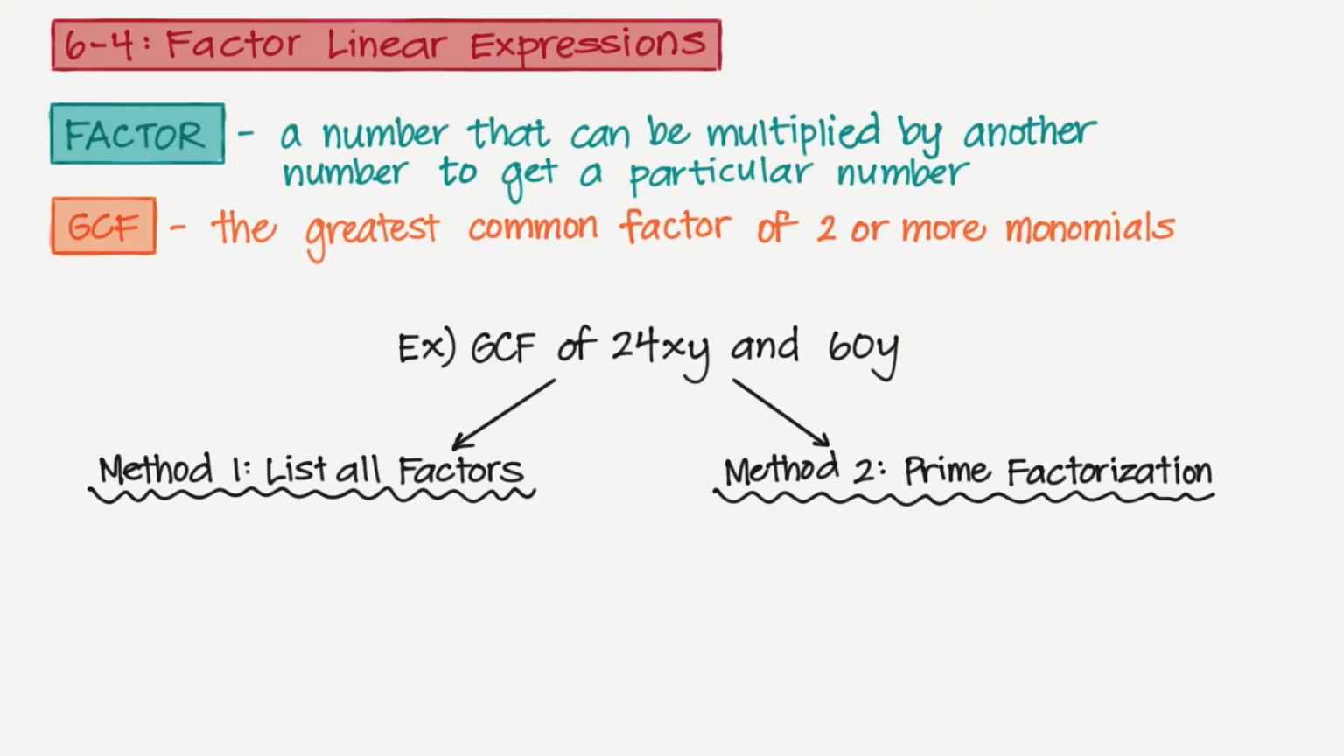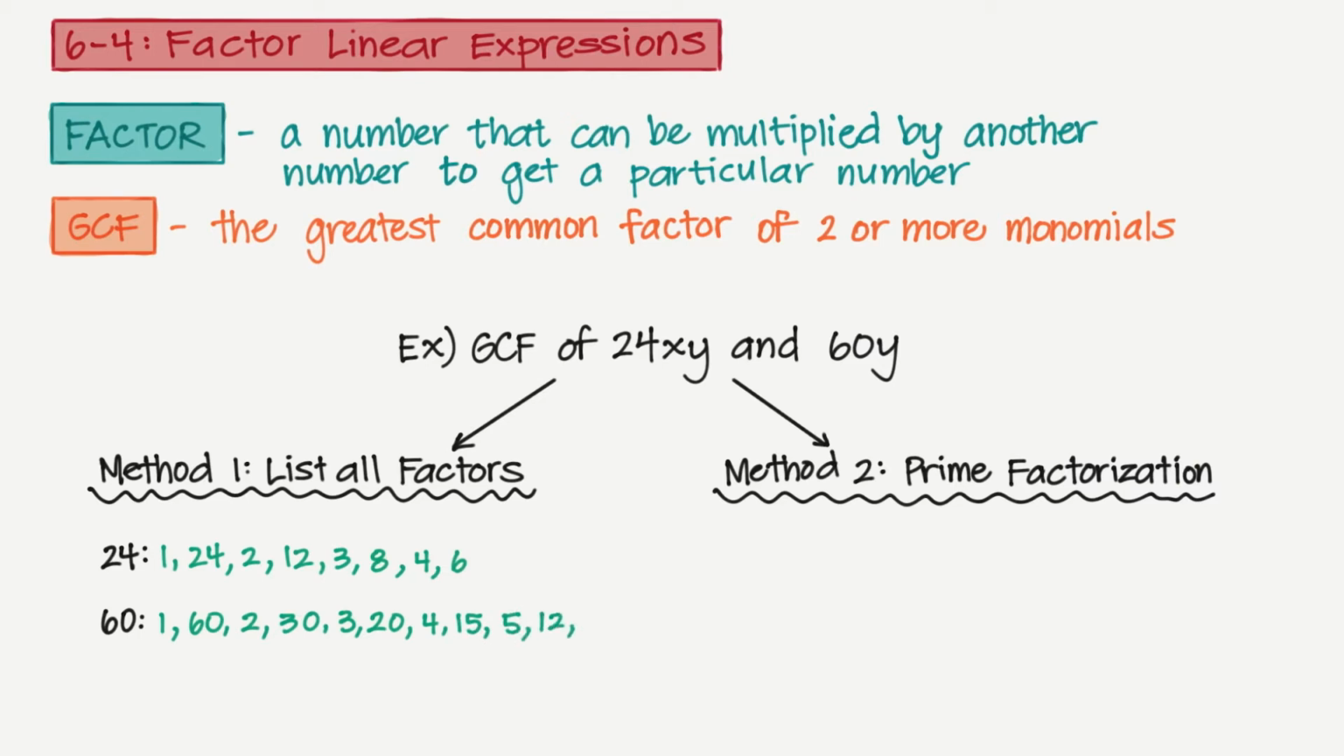Method 1 is to just simply list out all of the factors of each term. So let's go ahead and do that. I'm just going to list the factors of 24 and 60. So 24 could be 1 and 24, or 2 and 12, 3 and 8, 4 and 6, and I think that's about it. 60 could be 1 and 60, 2 and 30, 3 and 20, 4 and 15, 5 and 12, and 6 and 10. I believe those are all the factors.